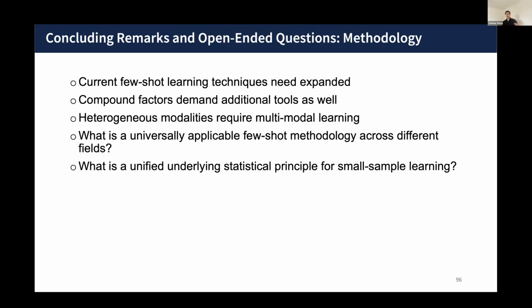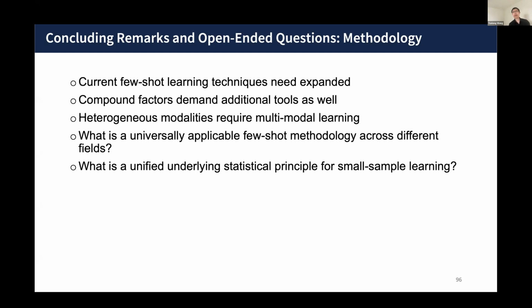Consider the presence of compound factors. It becomes necessary to explore additional tools that can effectively address these complexities. In the case of dealing with heterogeneous modalities, the utilization of multi-modal learning becomes essential to tackle the challenges presented. However, it is important to investigate whether the advancement made in few-shot vision language learning truly represents our understanding and ability to learn from limited visual information, similar to what humans are capable of.